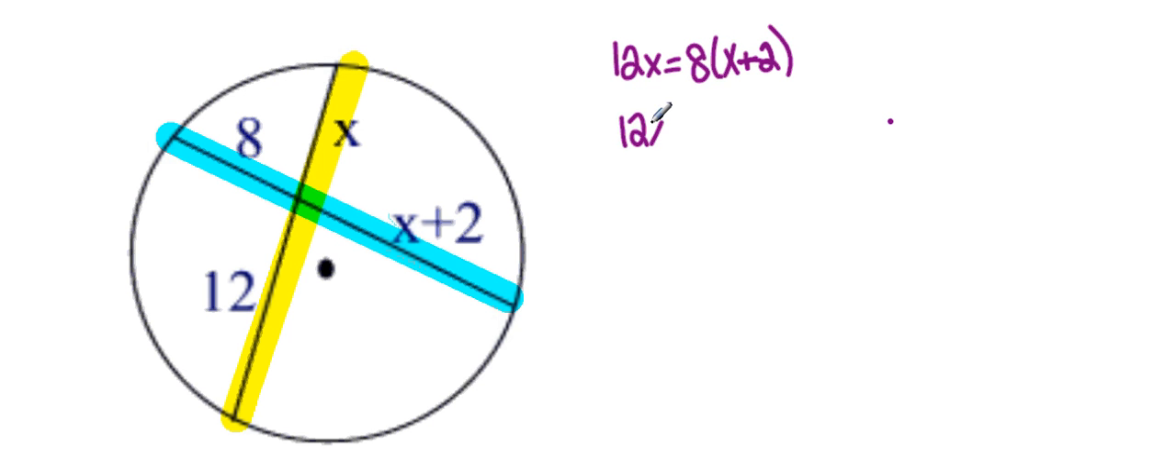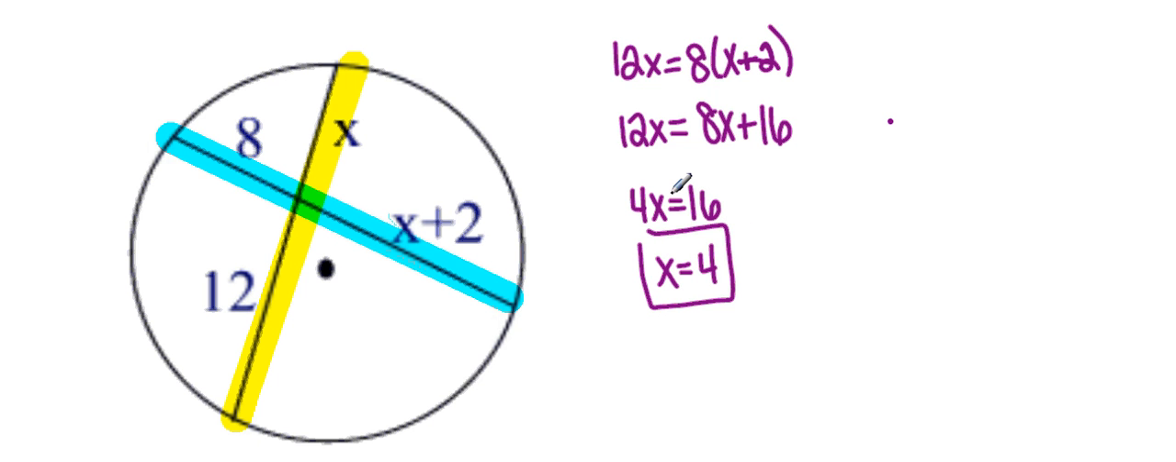So when I apply a little bit of distributive property to the right-hand side, we end up with 8x plus 16. I'm going to subtract 8x from both sides, divide both sides by 4, and as a result, we find that the value of x is equal to 4.